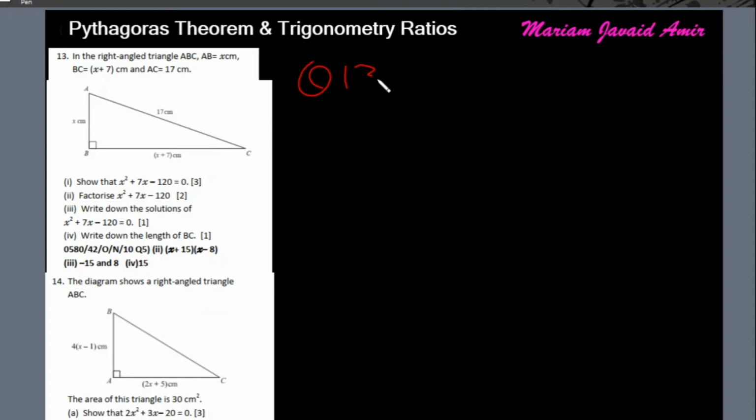Question 13. In the right angle triangle ABC, AB is x, BC is x plus 7 and AC is 17. We have to prove this equation. There's a right angle triangle and there are 3 lengths given, some in terms of x and one as a constant.